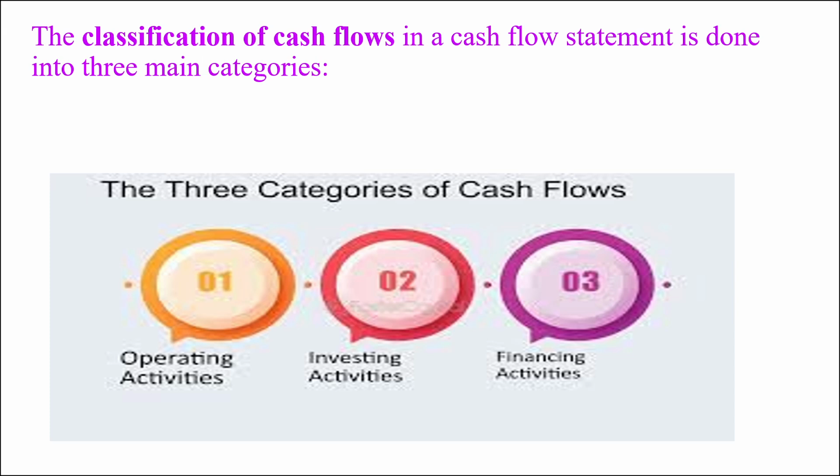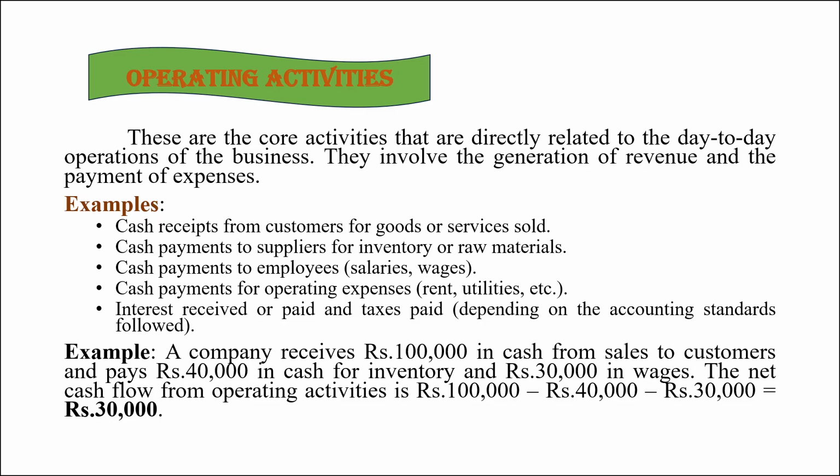Next, the cash flow activities are divided into three main categories, that is operating activities, investing activities, and financing activities. The first one is operating activities. These are the core activities that are directly related to the day-to-day operations of the business. They involve the generation of revenue and the payment of expenses.